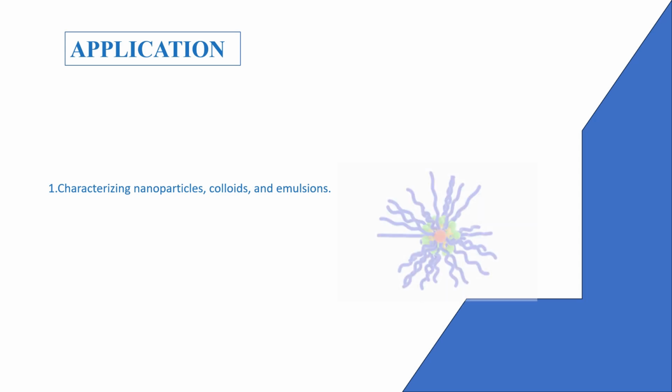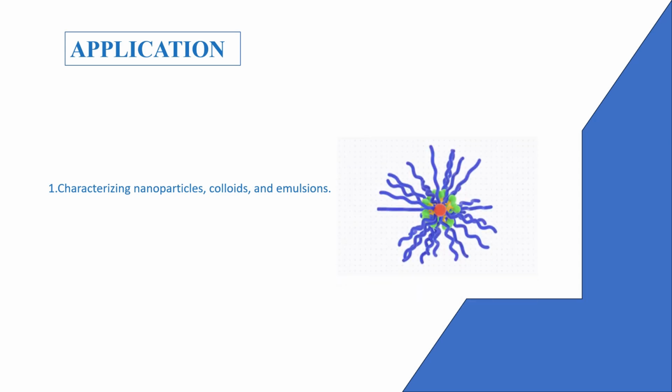Zetasizer has several applications in the industry. Some of them are: number one, characterizing nanoparticles, colloids, and emulsions. DLS is widely used to measure the size and distribution of nanoparticles. Ensuring the proper size of nanoparticles is crucial for their intended applications, such as drug delivery systems, where particle size impacts bioavailability and the cellular uptake of the molecule.